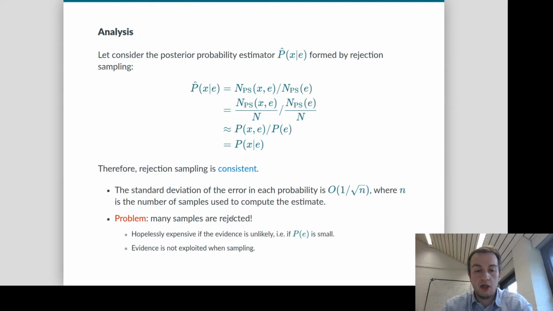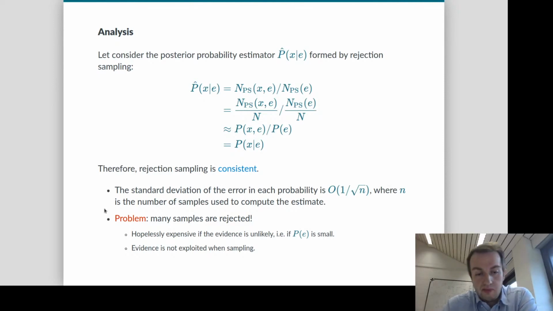This is out of the scope of this course, but you can also show that the standard deviation of the error in each probability is proportional to 1 over the square root of n, where n is the number of samples used to compute the estimate, meaning the number of samples in the bin for this particular combination of values.